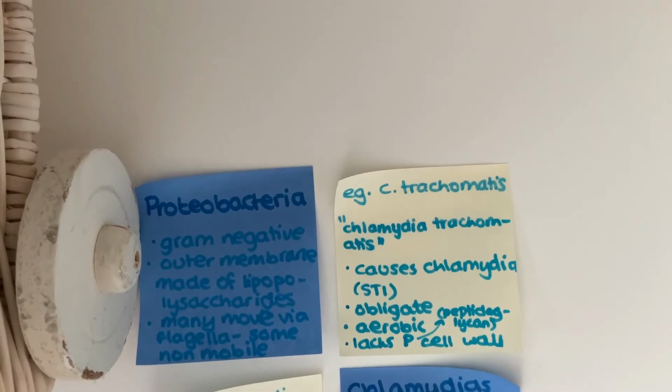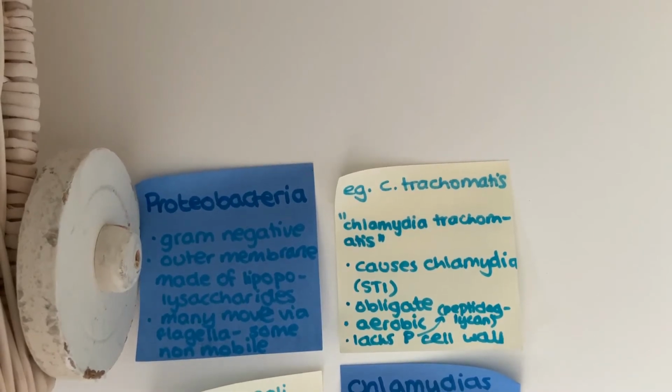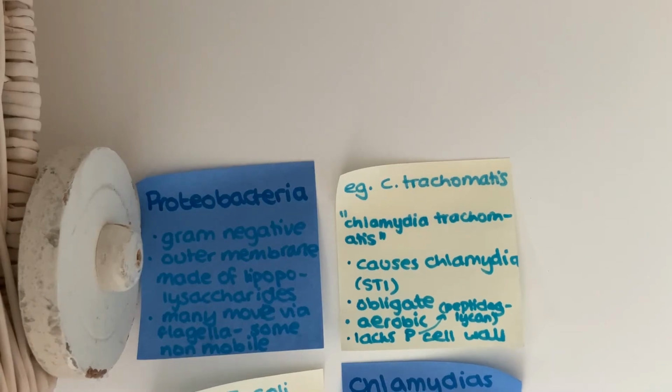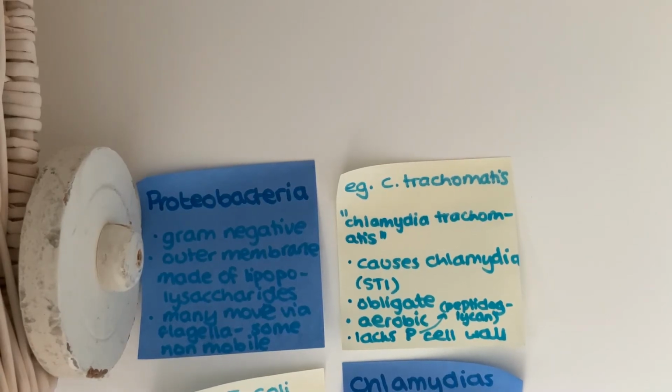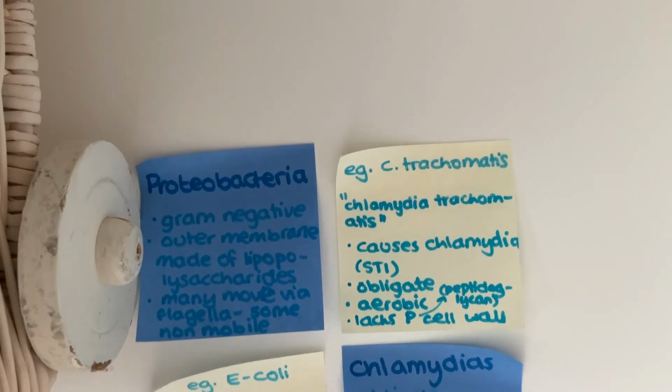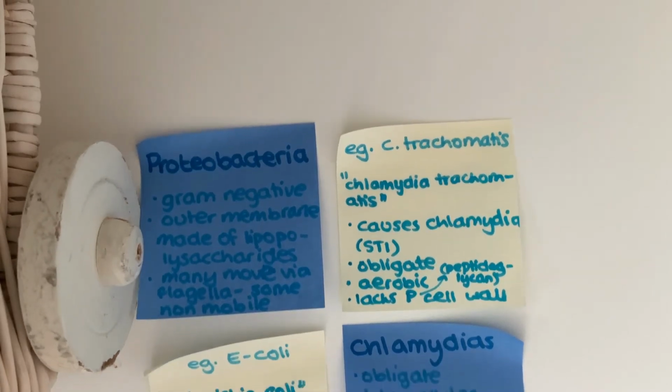Chlamydia trachomatis is an obligate aerobic intracellular parasite of eukaryotic cells. It is a gram-negative bacteria and it's coccoid or rod-shaped. It lacks a peptidoglycan cell wall, but rather contains the PG within the cell envelope, which plays a vital role in cell division.